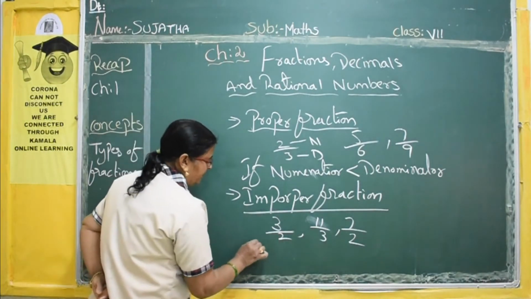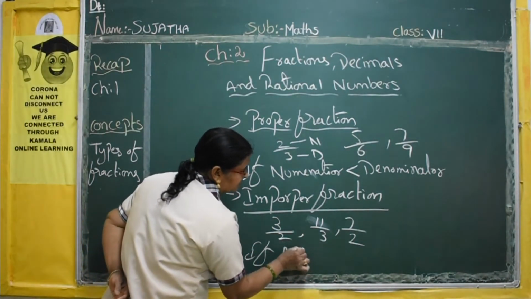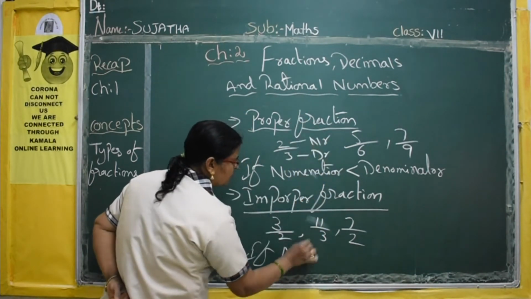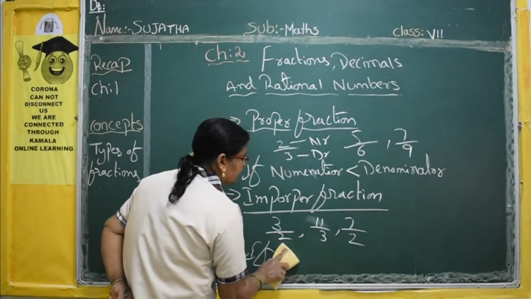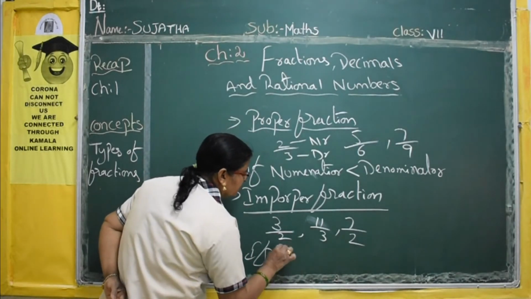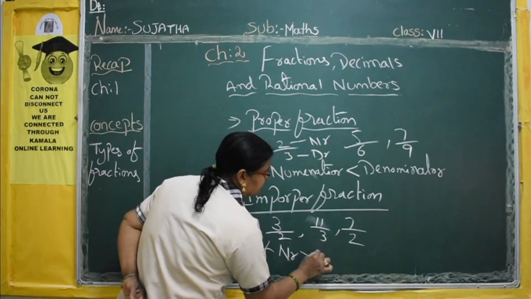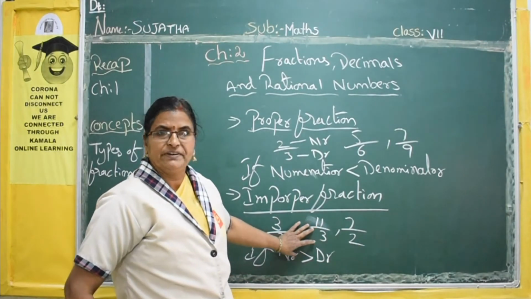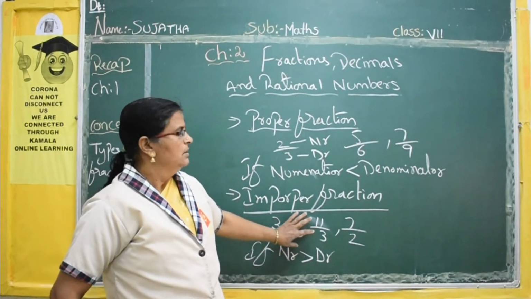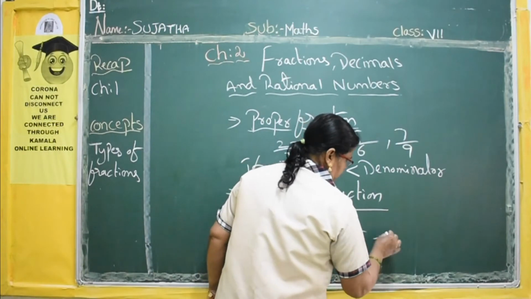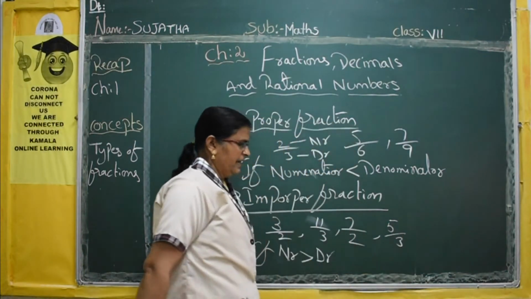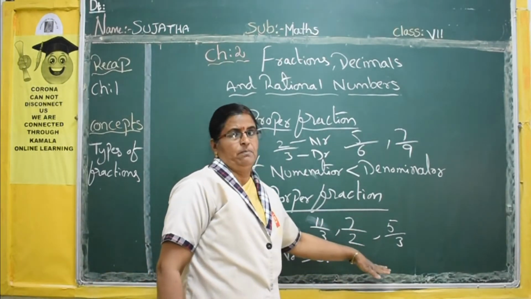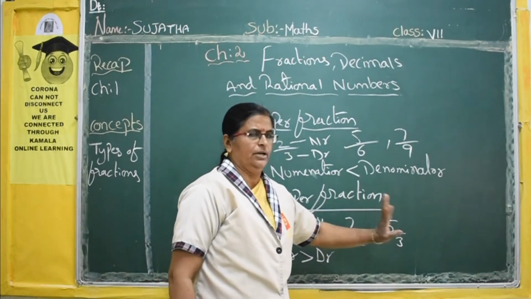Understood? So, NR means numerator, DR means denominator. If the numerator is greater than the denominator, we can call it an improper fraction. Understood, ma'am? Now, 5 by 3. Is 5 by 3 proper or improper? It is improper. Why? Because numerator is greater than denominator.